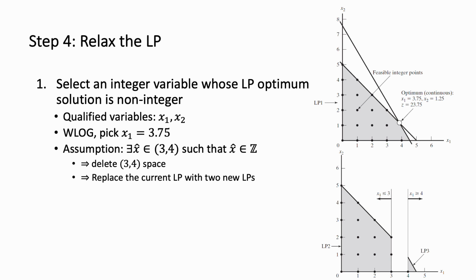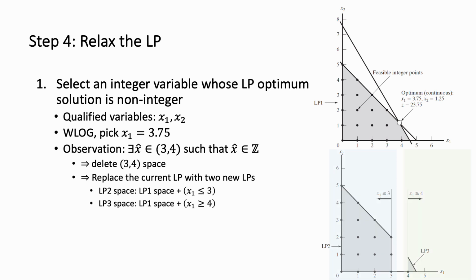Okay, the removal of that space gives us two disconnected spaces. That's why we had branches. So we have this branch which is defined by x sub 1 less than or equal to 3. This was LP2. And then we have another branch which is x1 greater than or equal to 4, which is LP3. Okay, so yeah, we created these two branches, LP2 and LP3.